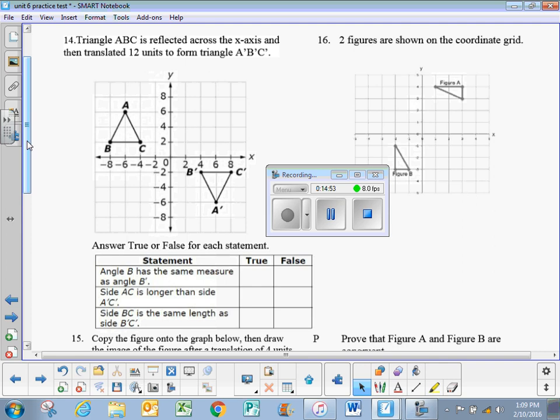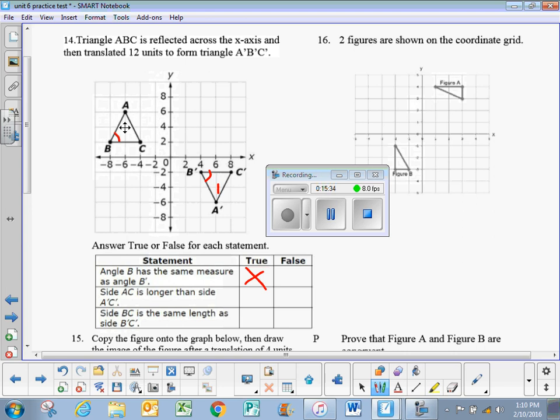So, first of all, remember one of our major points of emphasis was all three of our transformations, rotations, translations, and reflections, the shape stays congruent, right? Same shape, same size. The only time they change size is a dilation. Good. Okay, so angle B and B prime have the same measure. True. We just said that. After a transformation, they're still going to be congruent. Just because they move, they're still congruent.